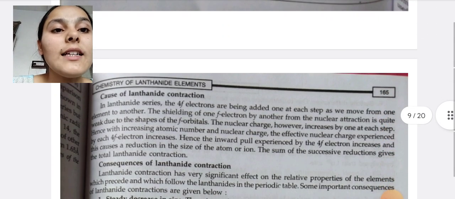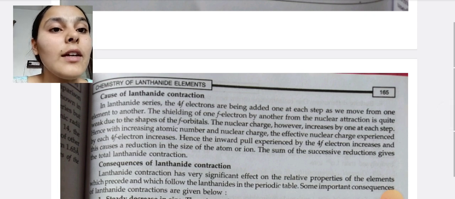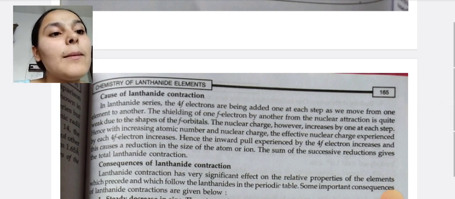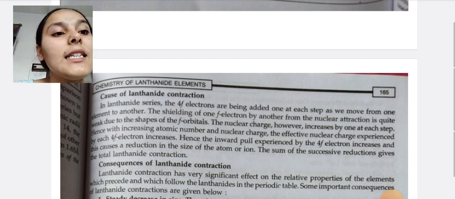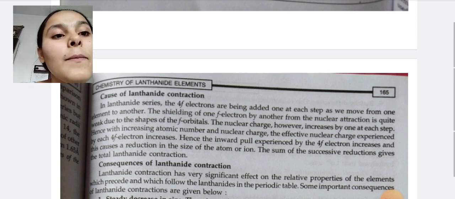Cause of lanthanide contraction. In the lanthanide series, 4f electrons are being added one at each step as we move from one element to another. The shielding of one f electron by another from the nuclear attraction is quite weak due to the shape of the f orbital. The nuclear charge, however, increases by 1 at each step. Hence, with increasing atomic number and nuclear charge, the effective nuclear charge experienced by each 4f electron increases. Hence, the inward pull experienced by the 4f electrons increases, and this causes a reduction in the size of the atom. The sum of the successive reductions gives the total lanthanide contraction.